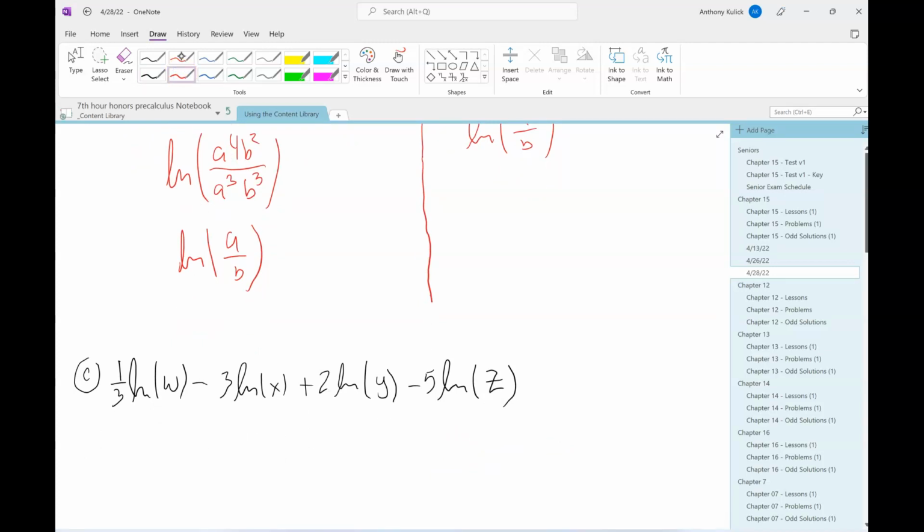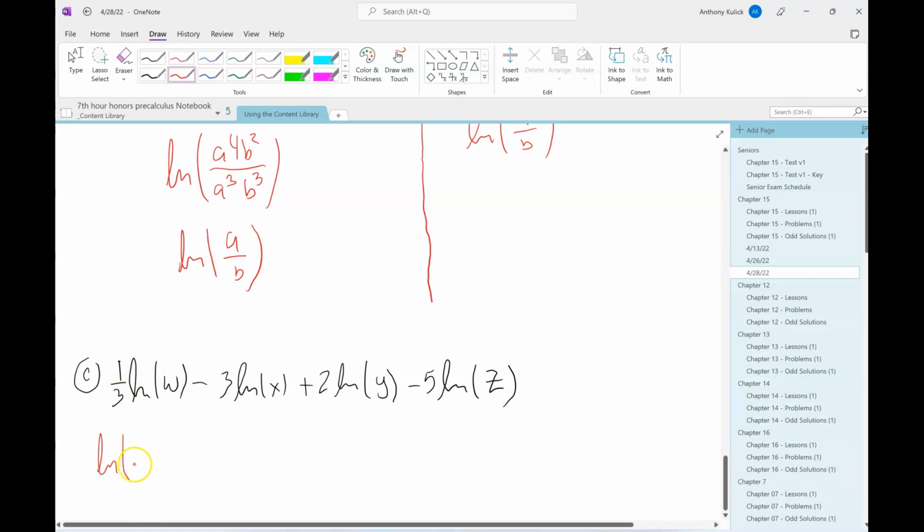All right. So I have 1/3 natural log w minus 3 natural log x plus 2 natural log y minus 5 natural log z. First step is look for what? Power property. How many power properties do you see? 4. Remember that a fractional exponent is the same as a radical, so I'm just going to write w to the 1/3 already as the cube root of w.